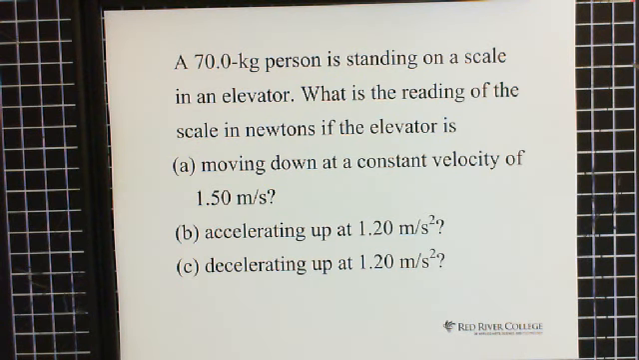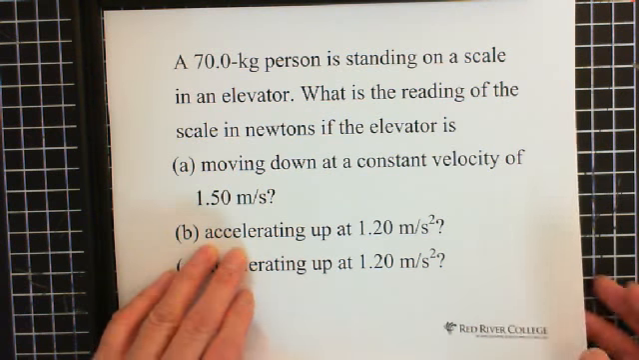A 70-kilogram person is standing on a scale in an elevator. What is the reading of the scale in newtons if the elevator is A, moving down at a constant velocity of 1.50 meters per second, B, accelerating up at 1.20 meters per second squared, C, decelerating up at 1.20 meters per second squared.